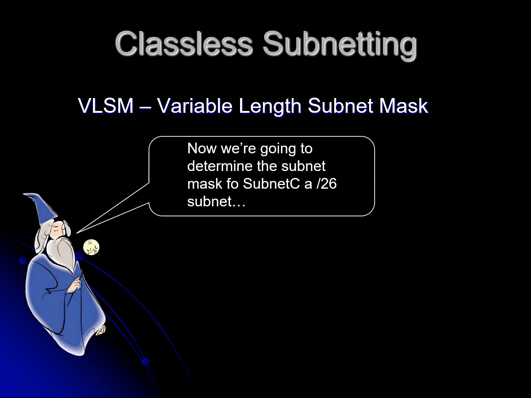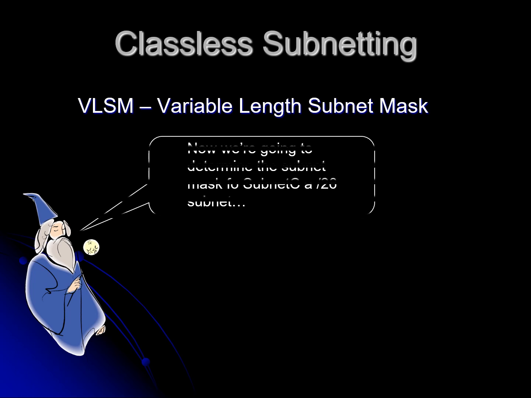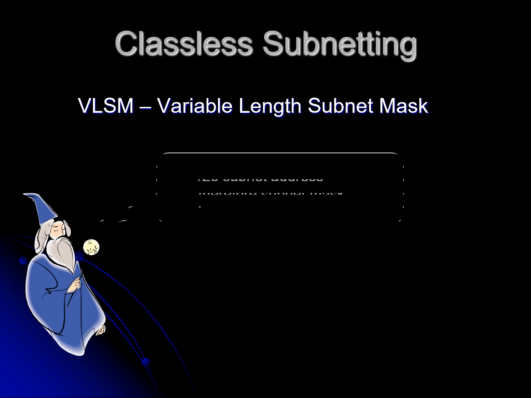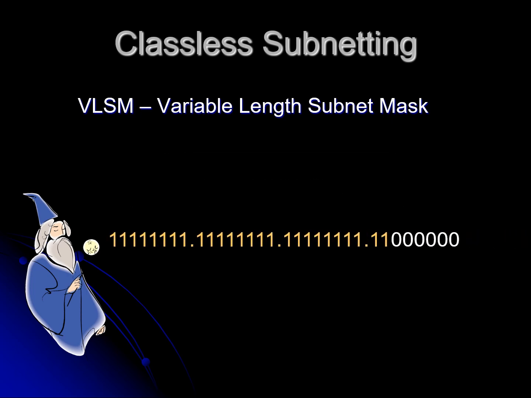Now we're going to determine the subnet mask for subnet C, a /26. So that'll make a subnet mask that looks like this. Remember, the subnet mask is where all the network bits are ones. Yeah, they're used to represent the network. So that's the binary representation of your subnet mask. In decimal, you have 255.255.255.192. So that's your subnet mask. Okay.